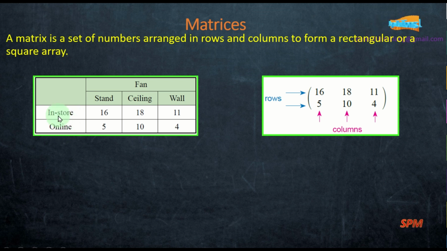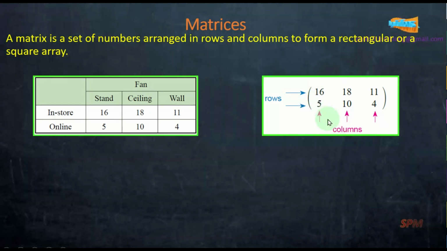In in-store selling, 16 stand fans, 18 ceiling and 11 wall fans are being sold. So this becomes your first row: 16, 18 and 11. Online fans of the given categories are shown as 5, 10 and 4, and they are shown over here also: 5, 10 and 4. So a matrix can be formed from a given situation, having rows and columns. You can have a 2 by 2 matrix, you can have a 3 by 3 matrix and so forth.